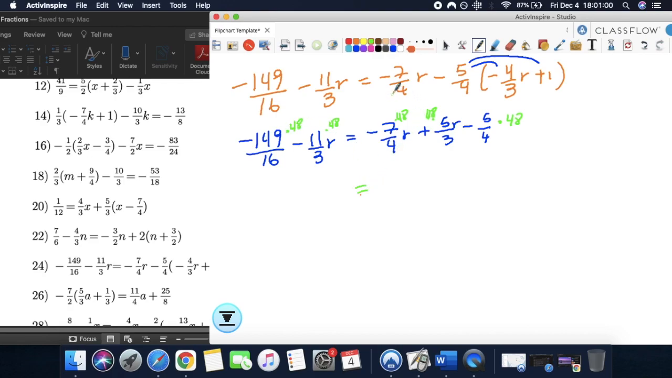Okay, let's do the easy side, which is the right side. 48 divided by 4 is 12, and 12 times 7 is 84r, negative. 48 divided by 3 is 16. 16 times 5 is 30r, positive. And then 48 divided by 4 is 12, and 12 times 5 is 60. Minus 60.